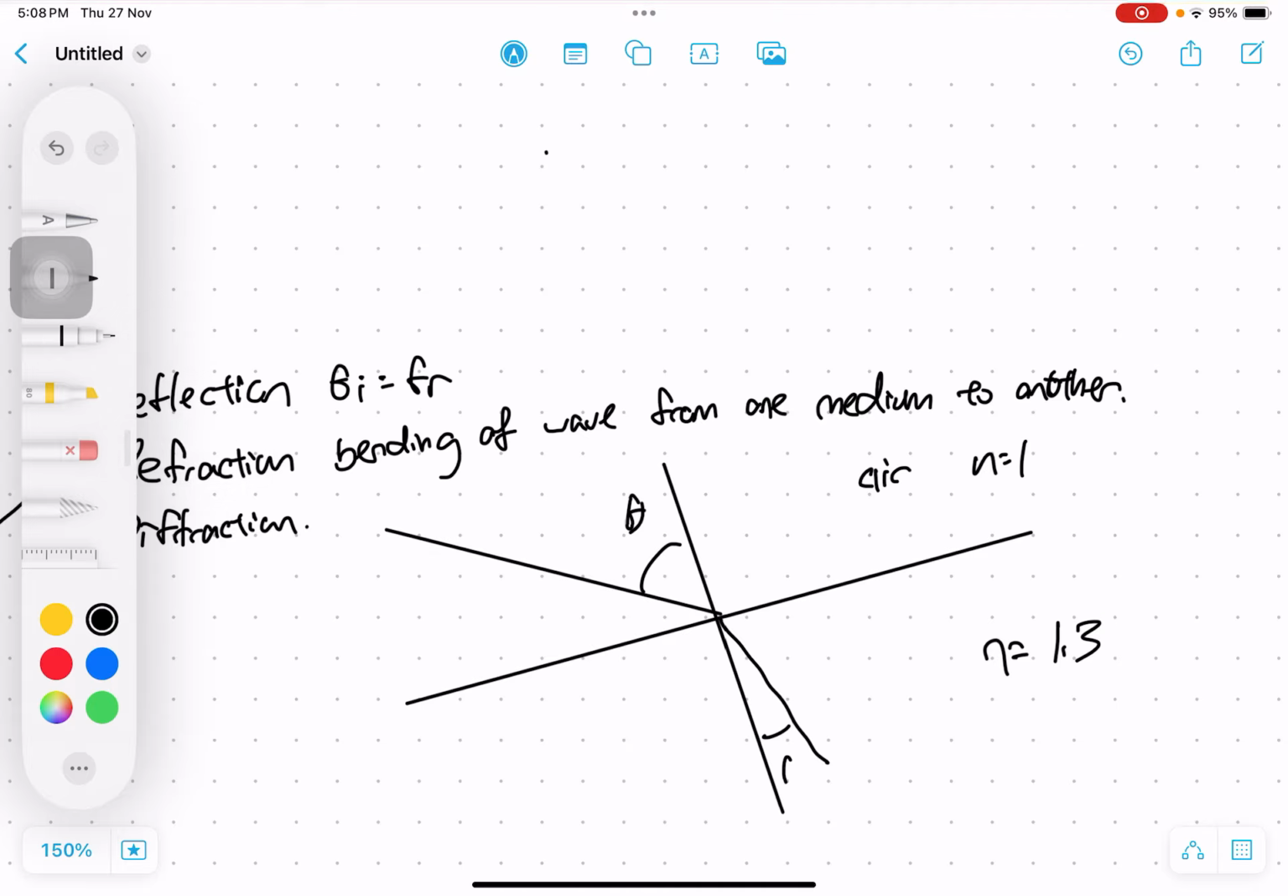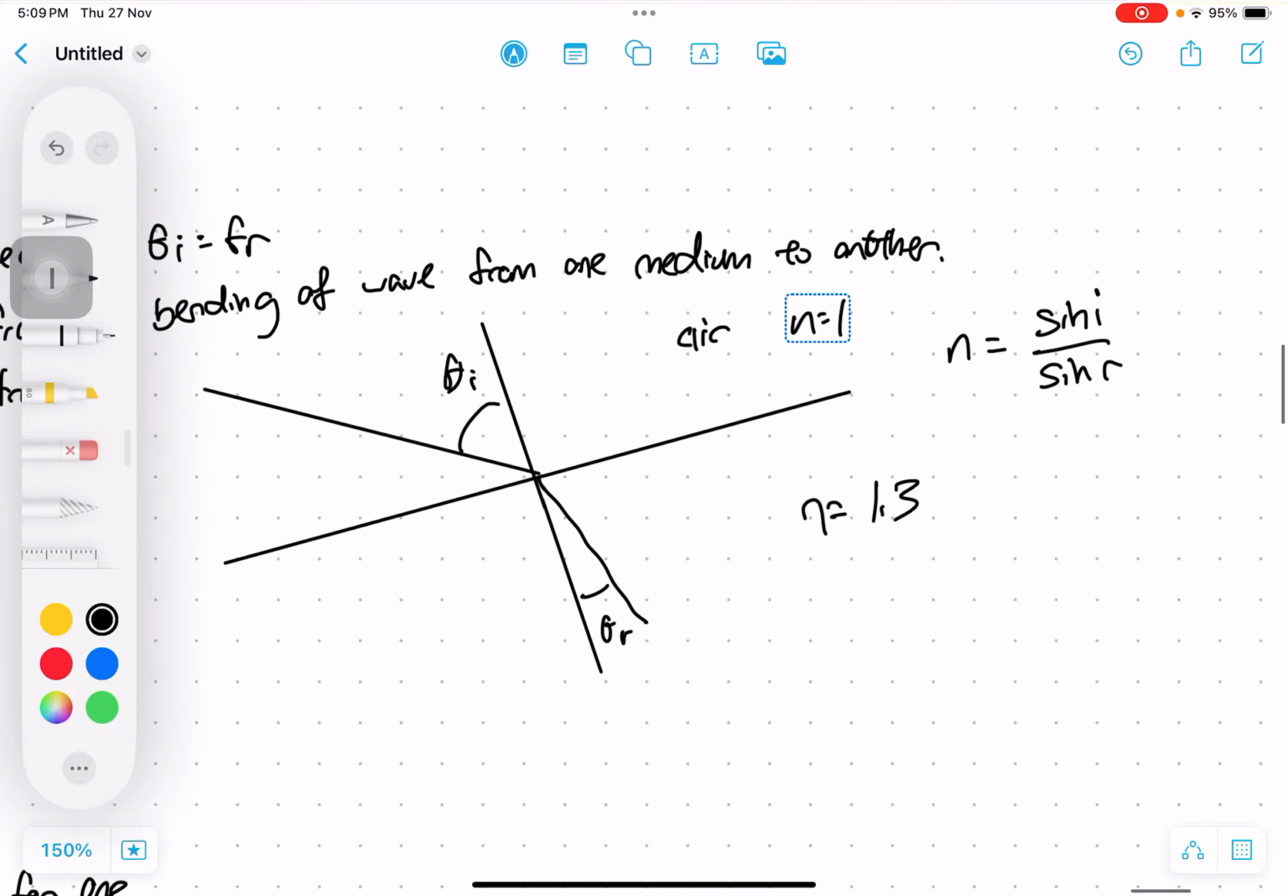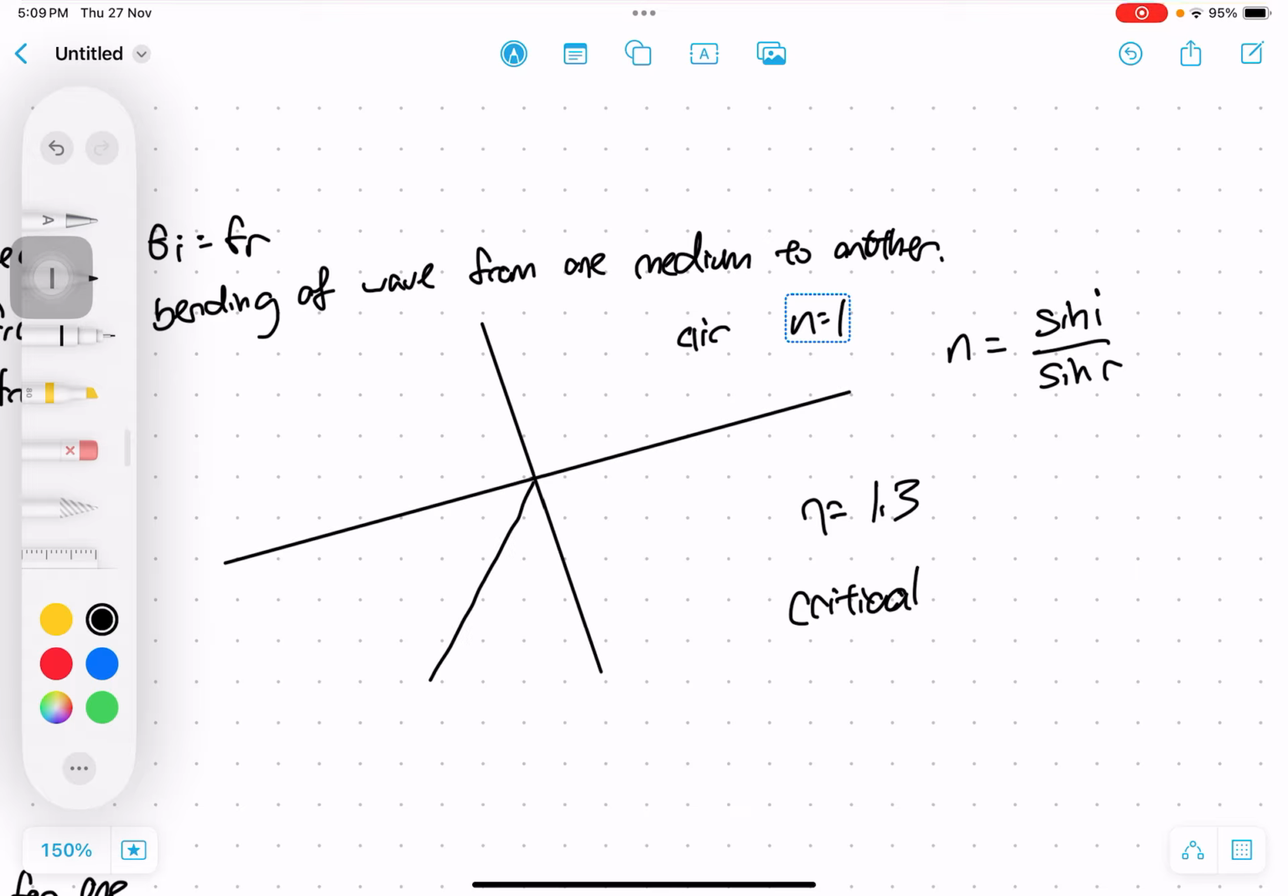So we have a formula: the refractive index n equals sine i over sine r. The other thing we also know is about the critical angle. A critical angle is only applicable when the light travels from a denser medium. For critical angle, it must be from a denser medium.